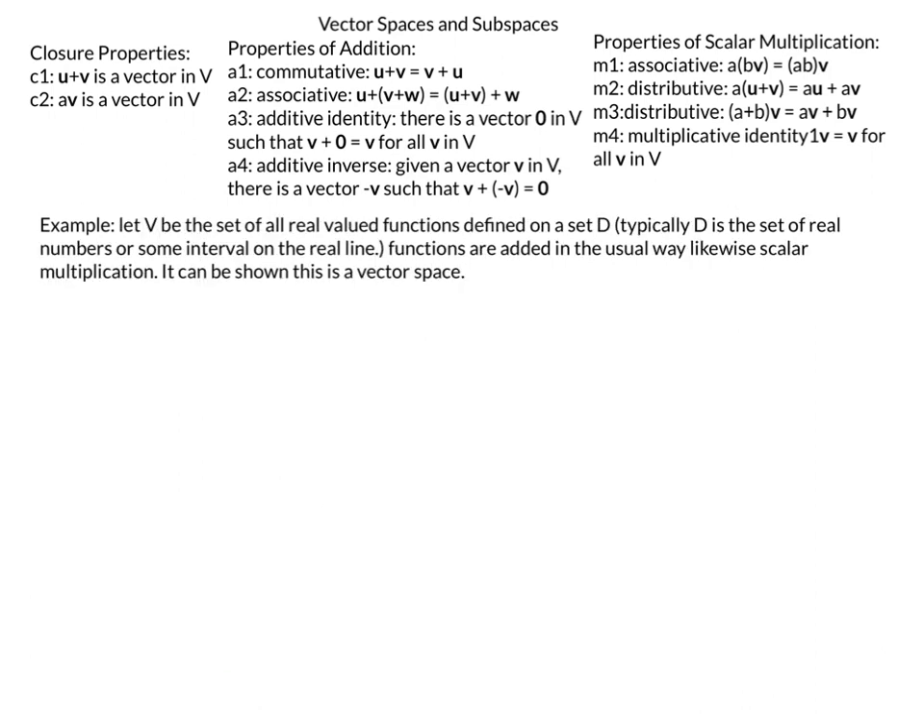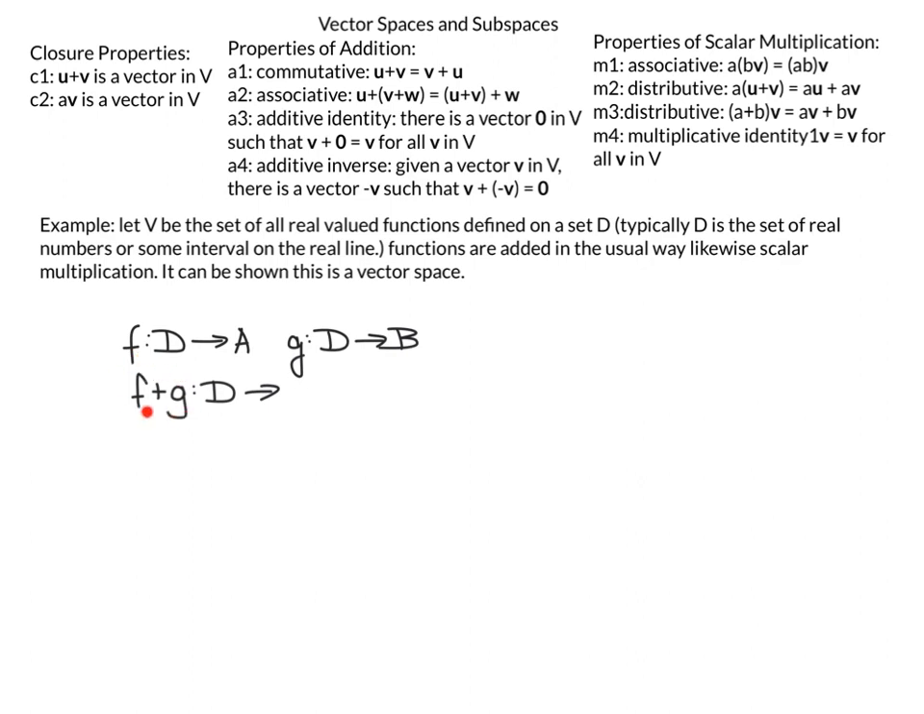Our next example is the set of real-valued functions defined on a set D. D typically being a set of real numbers or some interval. Functions are added in the usual way. Likewise, scalar multiplication is the usual way. It can be shown that this is a vector space. So thinking about what that means, let's say we have a function f. It operates on some domain D. And here we have a function g, it operates on some domain D as well. And they map to some other set A or set B.